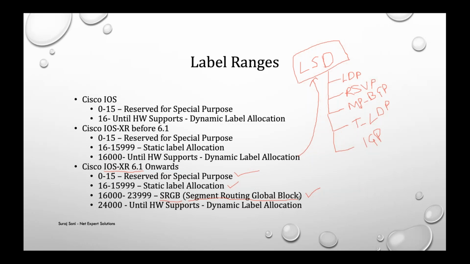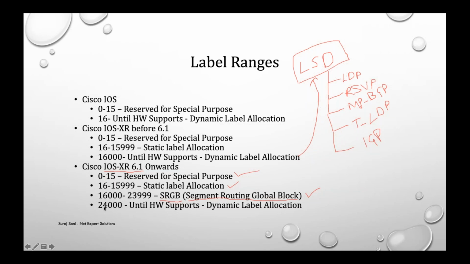But from 6.1.1, I guess, from that point onwards, whether you enable segment routing or not, that 16,000 till 23,999 will still be reserved for SRGB. So I'm not going to get into this particular thing right now. We are going to cover segment routing, so I will show you that part when we talk about segment routing.